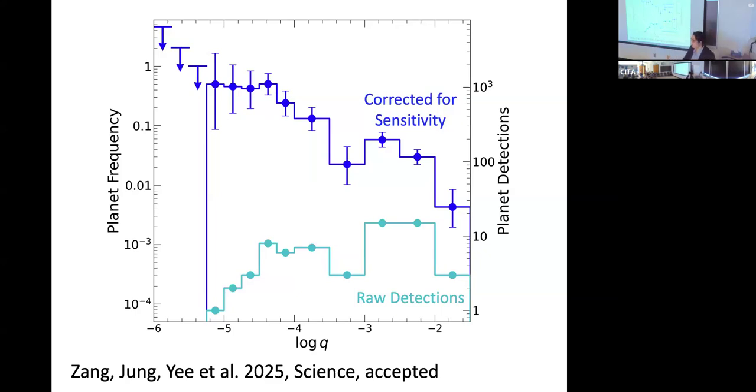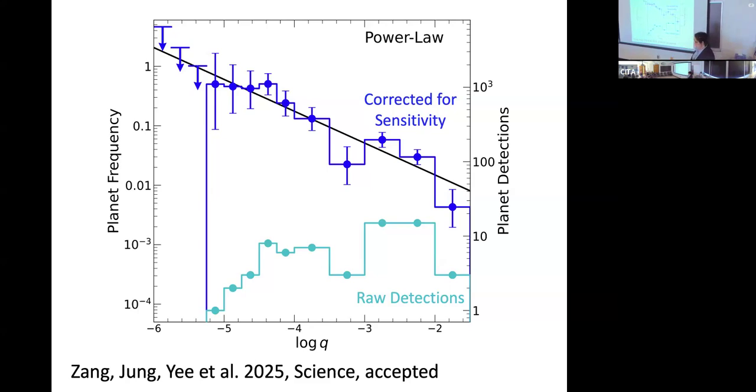I don't understand why the bin widths are different. That is because there are twice as many seasons of data down here as there are up here. Yeah, so this one's twice as big, just to account for that. There are other ways you could have done that, but that's how we did it. And so we fit this with a power law, and you find smaller planets are more common than bigger planets. And you get a power law slope of about 0.6.